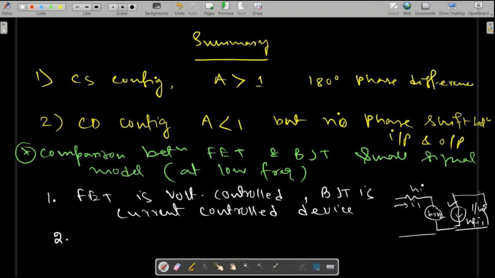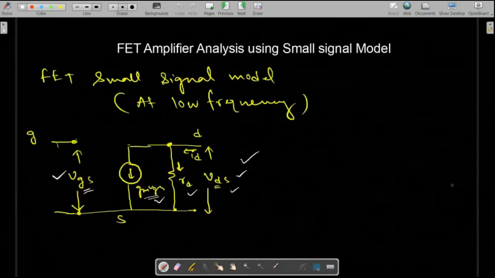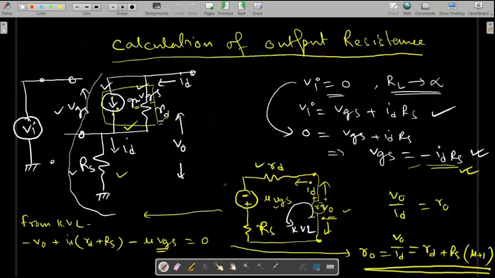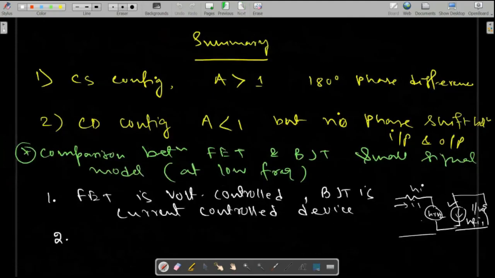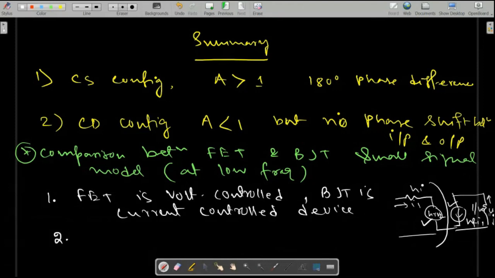Second thing, if you observe, in the FET model there is no feedback. Feedback means some part of the output is connected to the input. In the input side, at low frequency, we have only VGS, and there is no extra component that is a function of the output side voltage VDS. But for the BJT H model, we have a voltage source hr V2 that depends upon the output side voltage V2. So this is a feedback element for BJT.